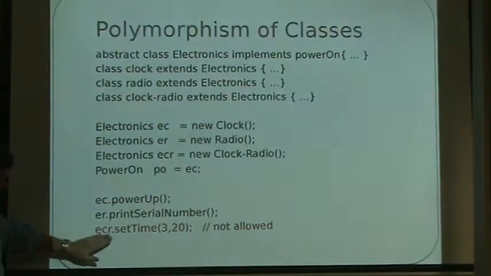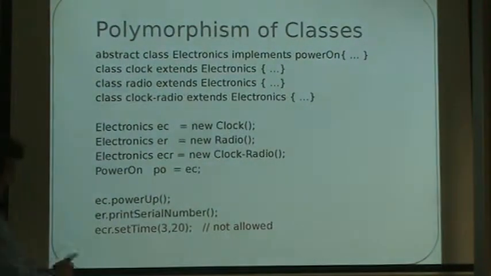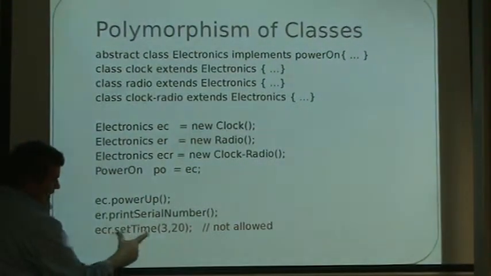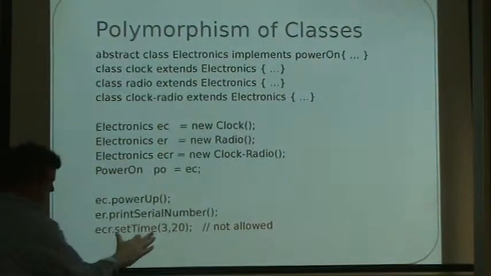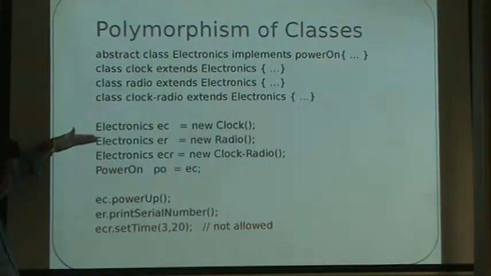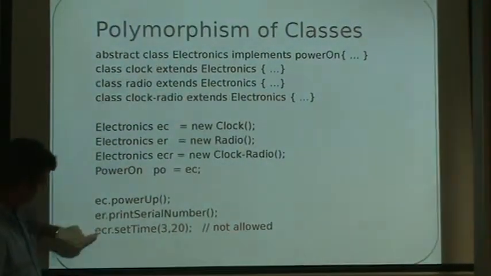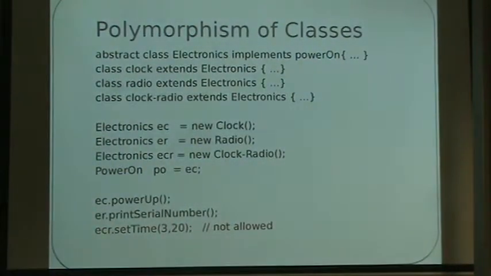But if we pick the clock radio and then call set time, we want to set the time to 3:20, this would not be allowed because the ECR is of type electronics, and the compiler doesn't have a method for set time in electronics, only a method setTime in clocks. So we could take a clock reference and have it equal the clock radio, and then refer to it with the clock reference. That would be allowed. But we couldn't refer to it directly from the electronics reference.